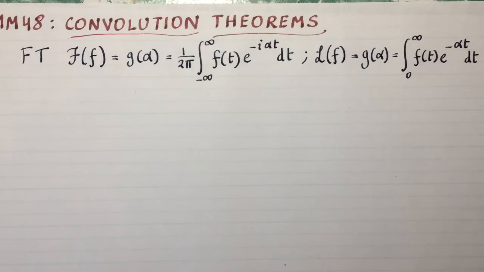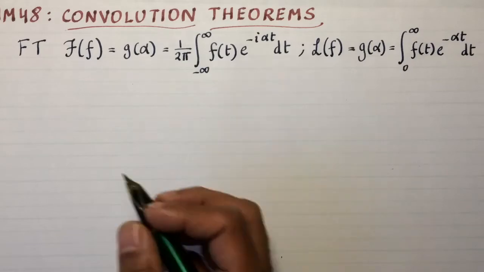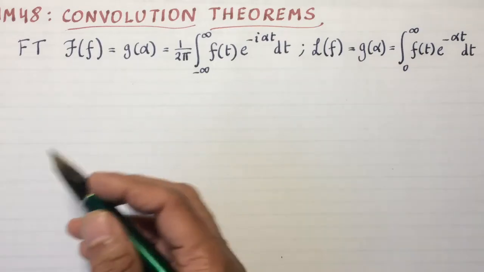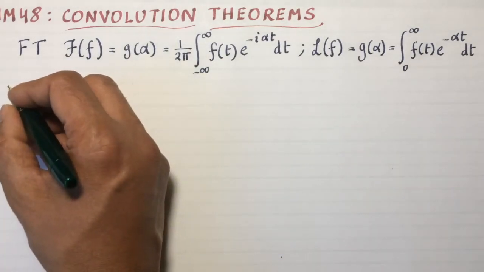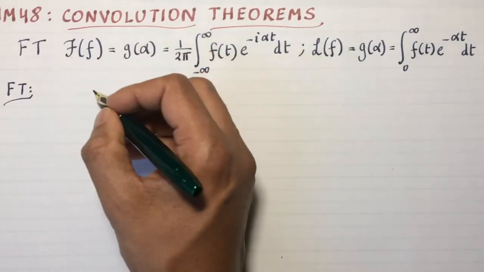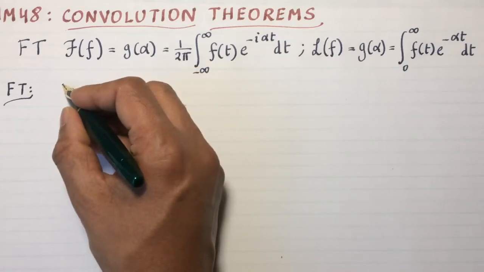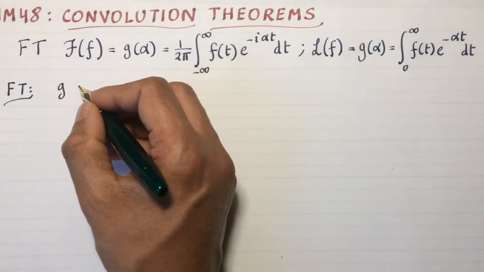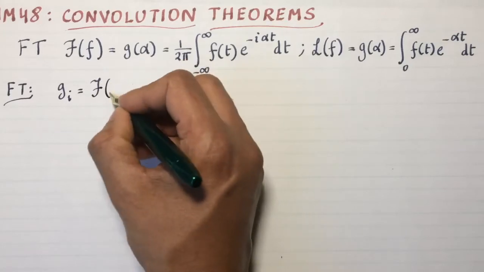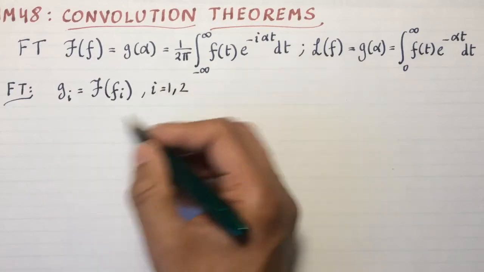Convolution describes the process by which you multiply transforms. You cannot just multiply transforms like that. For example, if you have two Fourier transforms or two Laplace transforms, how do you multiply them? For the Fourier transform, the multiplication is called the convolution operation. Let me take g, and I'll suppress the argument alpha for now. I'll take g_i equals the Fourier transform of f_i, for i equals 1 or 2, just to have a pair of them.